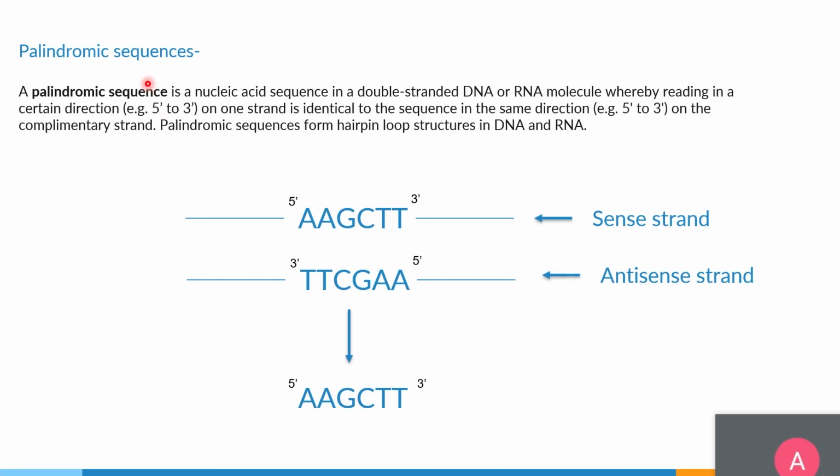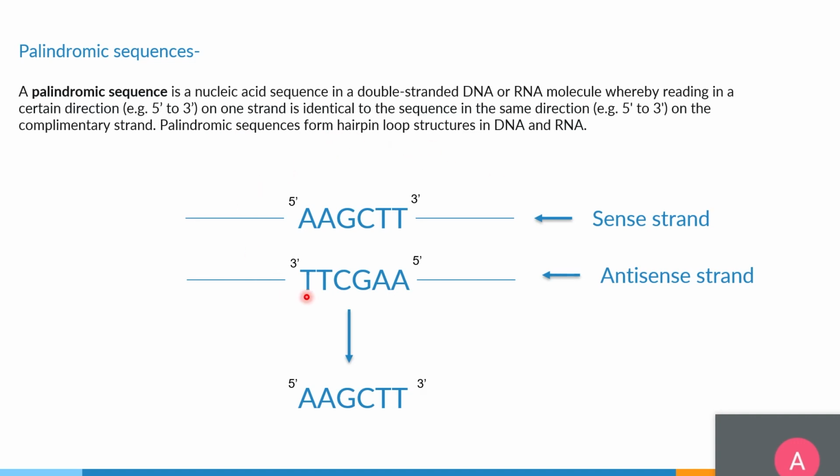First, let us look into what palindromic sequences are. A palindromic sequence is a nucleic acid sequence in a double-stranded DNA or RNA molecule, whereby reading in a certain direction, that is 5' to 3' on one strand, the sequence is identical in the same direction on the complementary strand. That is, when we read from 5' to 3' on the same strand, it should be the same when we read in the 5' to 3' direction on the antisense strand. Palindromic sequences often form hairpin structures in DNA or RNA.